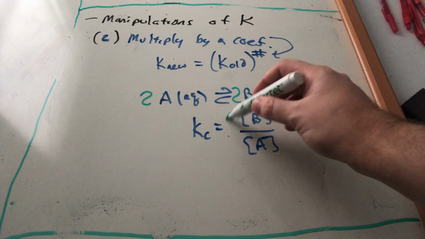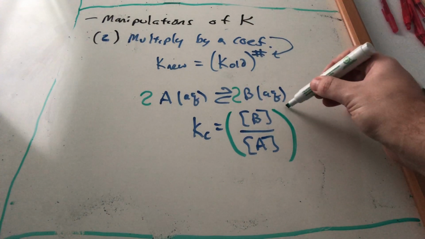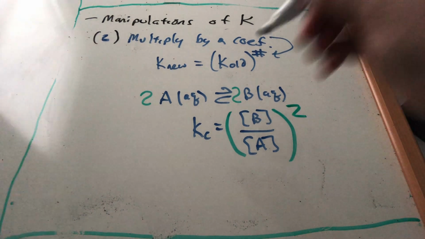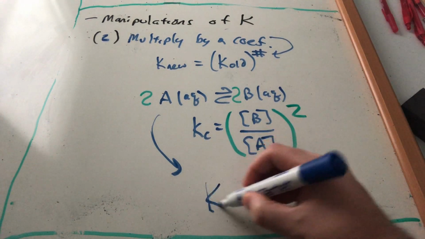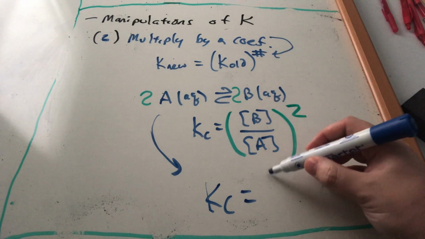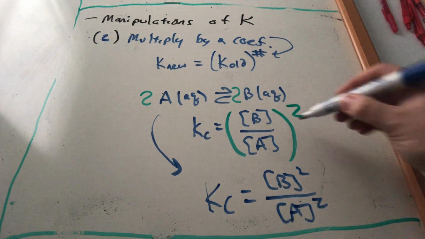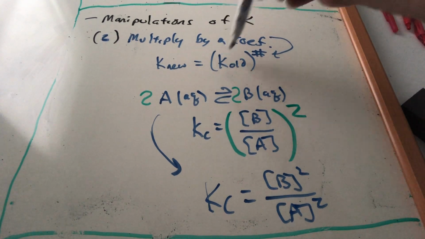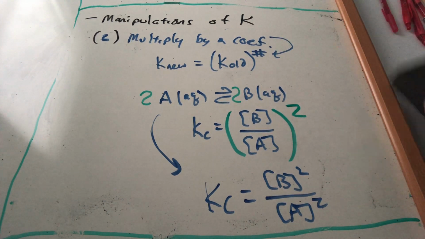Well, what I'm going to do is take what my old K was, whatever this number is that you multiply by, and it now becomes an exponent. This makes sense if you look at 2A and 2B. How would you write this Kc expression? You would write it as concentration of B squared over concentration of A squared. And what do you get from this manipulation here? You get the same thing. So it's a quick and fast little rule. When you multiply by a coefficient, it becomes that exponent in the K expression, okay?